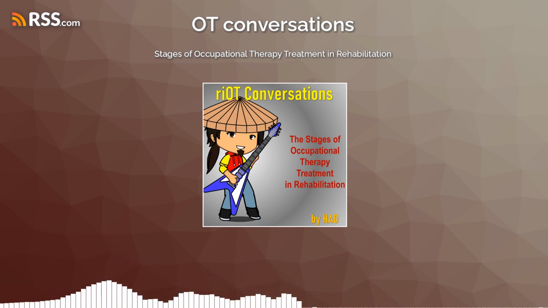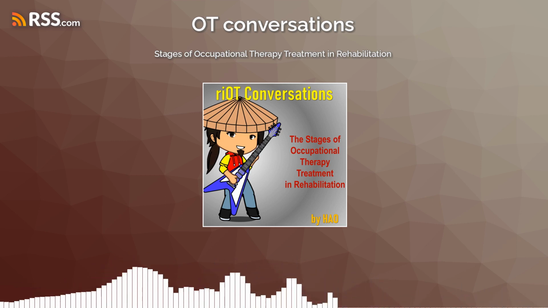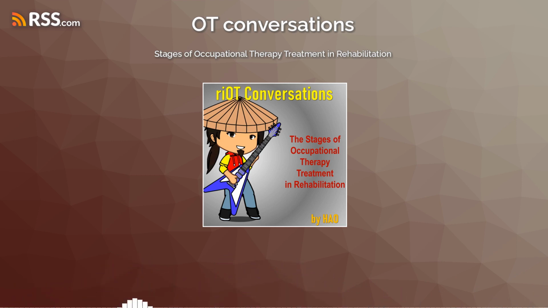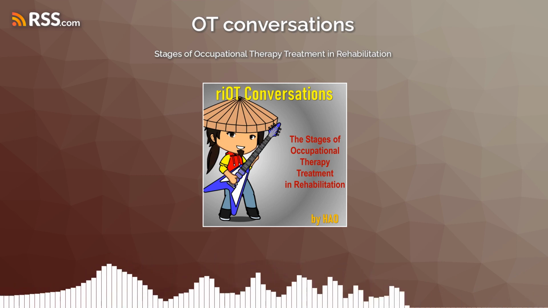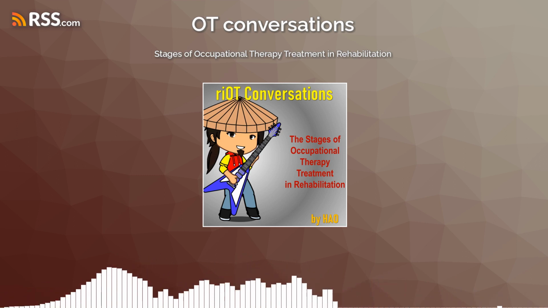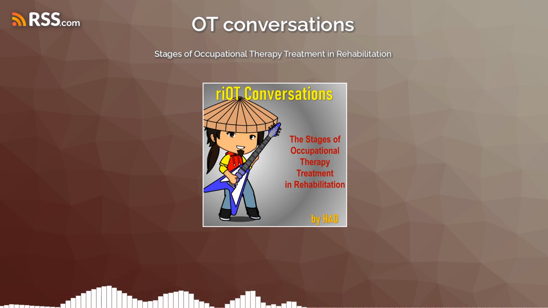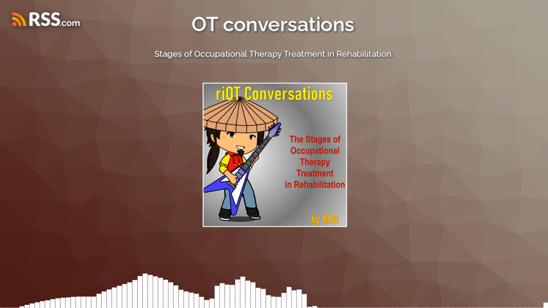Now, during this stage, the OTs are likely to be most concerned with the assessment and the remediation of the performance components. It is important for the OTs to plan the progression of the treatment so that maximum independence in the performance skills is the ultimate outcome of the treatment program.